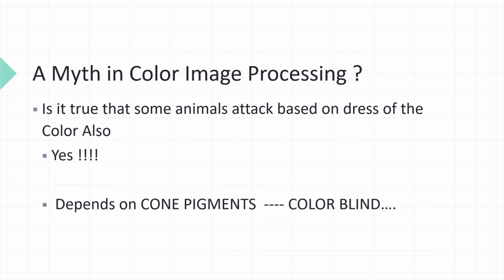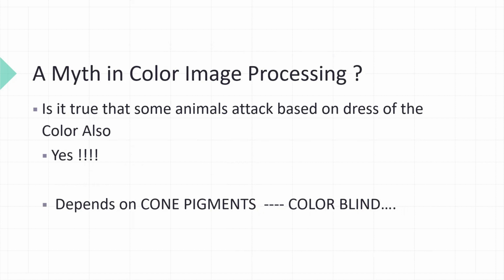If any change in any of the cone pigments has happened, this leads to color blindness. Some animals don't have as many color cone pigments as the human eye. Some of them have more, but some of them have less.